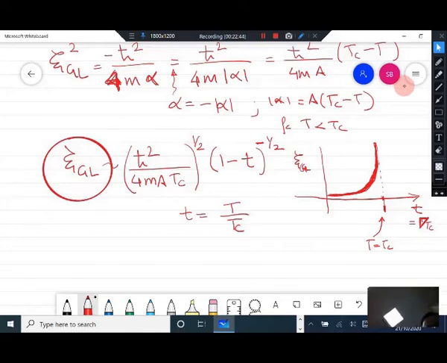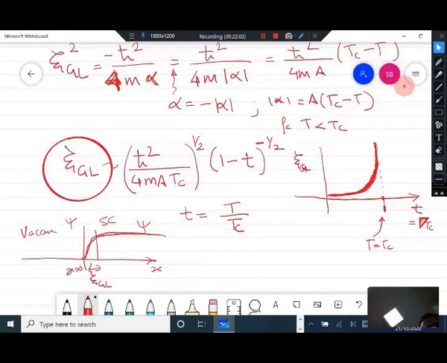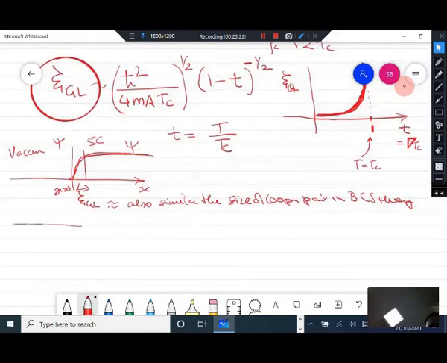So the distance over which the order parameter xi decays as you approach the normal superconductor interface, this distance xi is the Ginzburg-Landau coherence length, which is approximately also similar to the size of Cooper pair in BCS theory. Okay, so this is one fundamental length scale that we derive out of the Ginzburg-Landau theory.